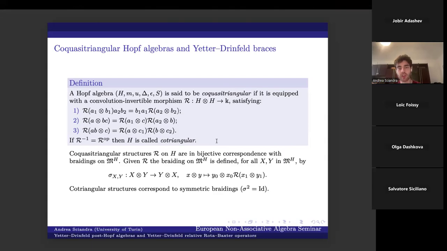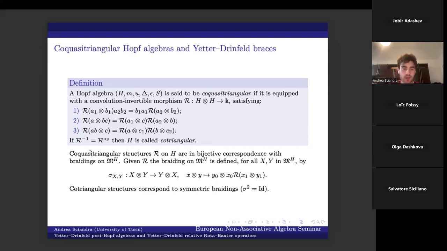A Hopf algebra H is co-quasi-triangular if it is equipped with a convolution invertible morphism R from H tensor H to the base field, satisfying these three axioms here. If the convolution inverse of R is given by the opposite of R, so R composed with a flip map, then H is called co-triangular.